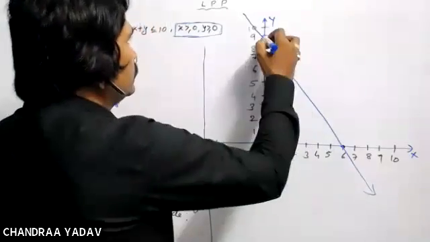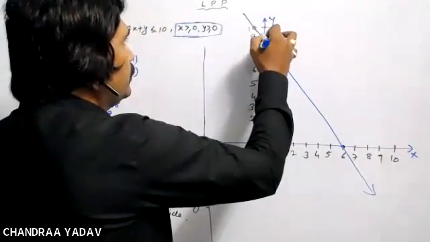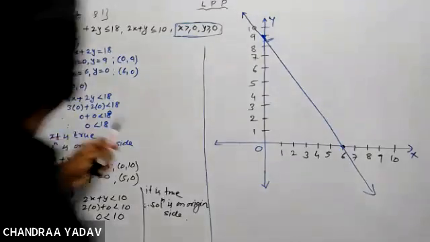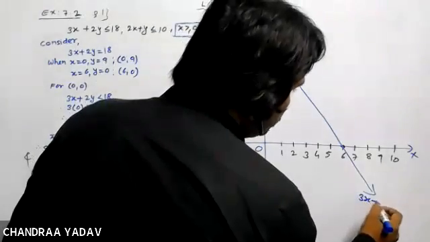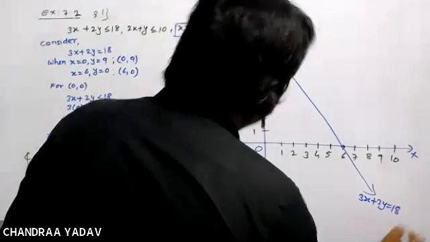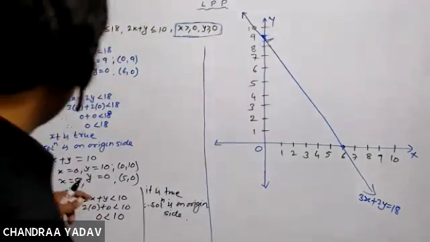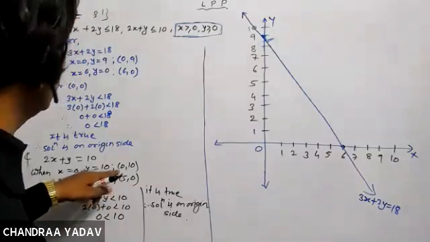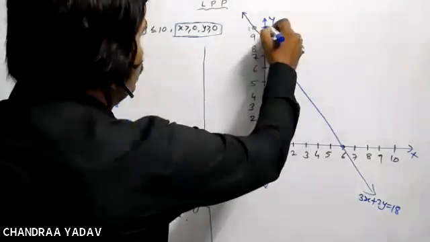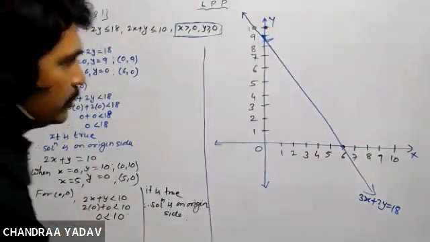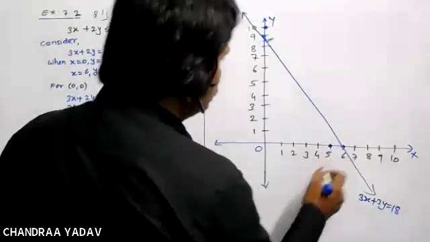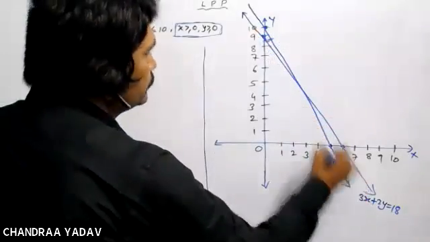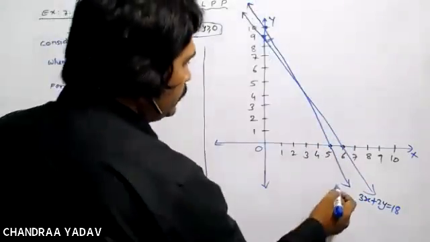Please use the scale here. Now this is 3x plus 2y is equal to 18. Now the other one is 0, 10 and 5, 0.